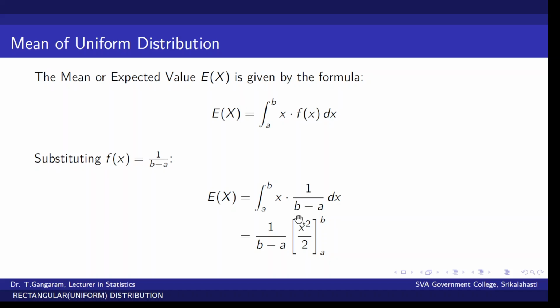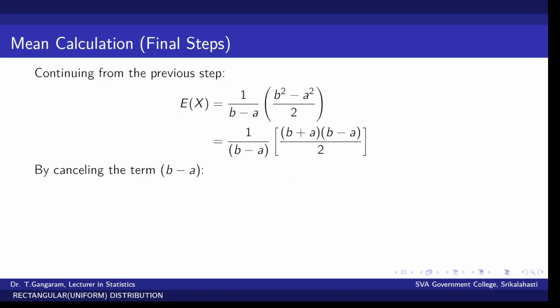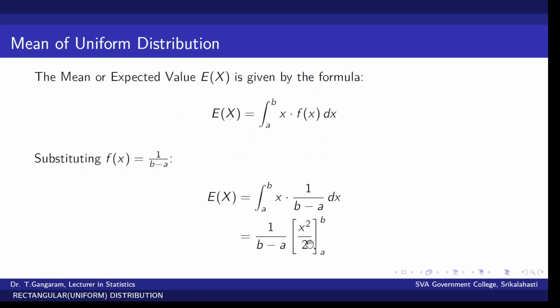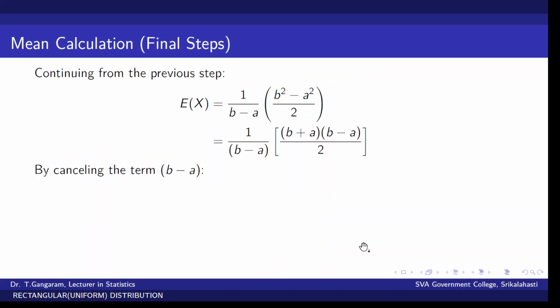The integral of x is x square by 2, with range a to b. Substitute the values of the minimum and maximum in x square by 2. Instead of x we substitute the maximum value b, that is b square, minus the minimum value a square.